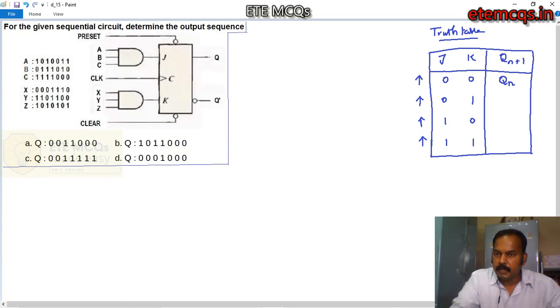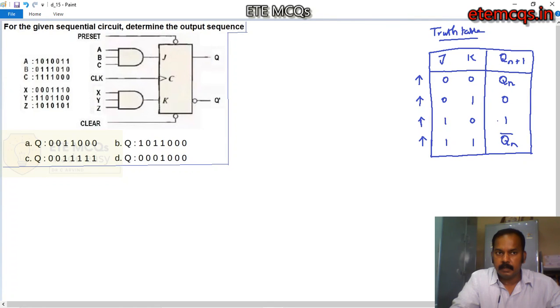When J is 0 and K is 1, at the edge triggering, Q of n plus 1 becomes 0. At the next edge triggering, when J is 1 and K is 0, the output becomes 1. For J and K both 1, at the particular edge triggering, Qn, the present state, toggles. Whatever may be the value of Qn, it toggles. If Qn was 0, it becomes 1. If Qn was 1, it becomes 0. That is what I mean by toggle. The present output toggles.